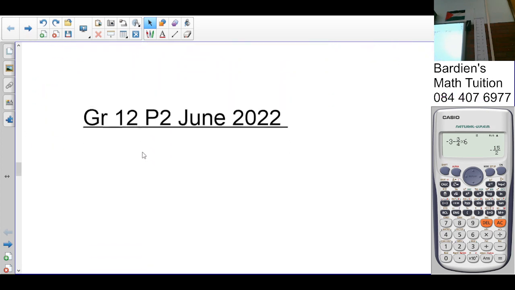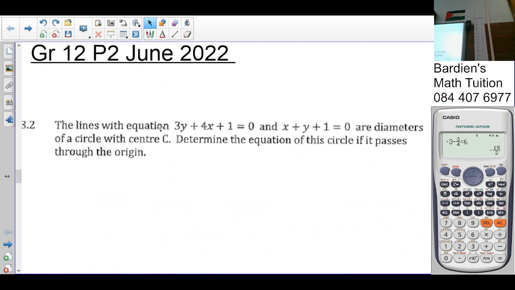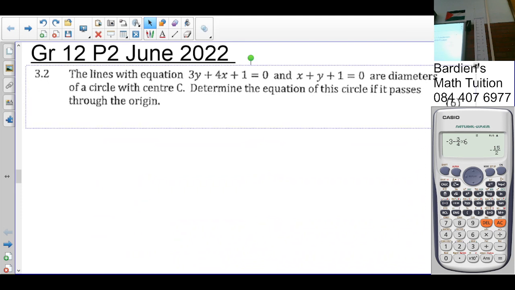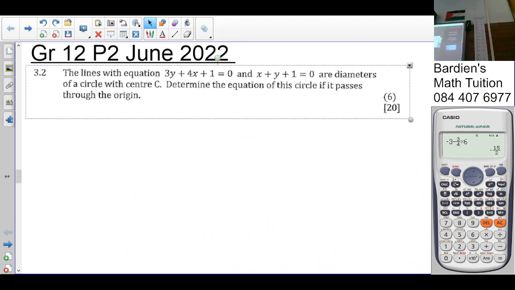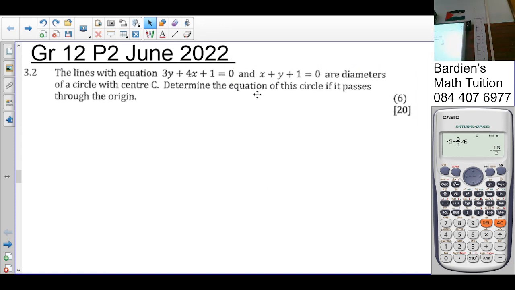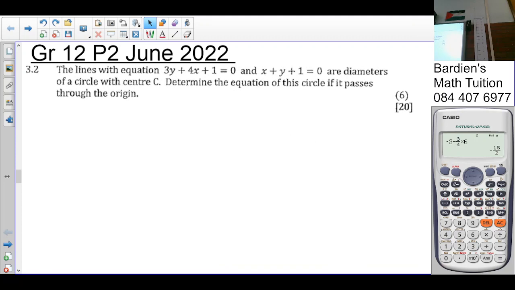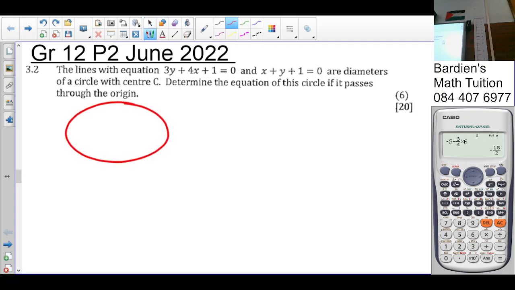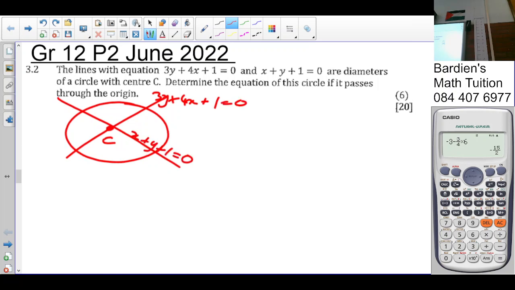Let's carry on. Question 3.2. We are told the lines with the equation 3y plus 4x plus 1 is equal to 0 and x plus y plus 1 is equal to 0 are diameters of a circle with center C. So you've got the circle, we have two diameters, there's your center C, one being 3y plus 4x plus 1 equals 0, and the other one is x plus y plus 1 is equal to 0.